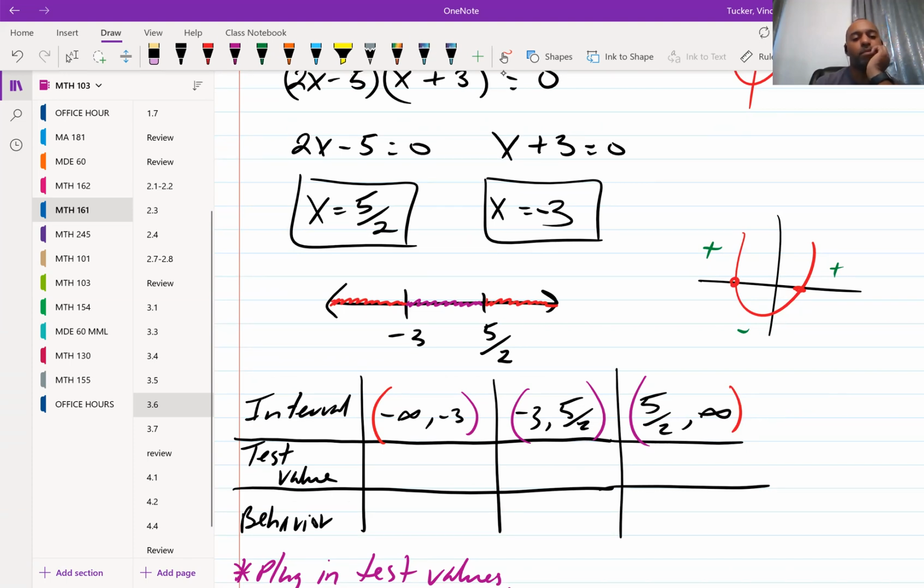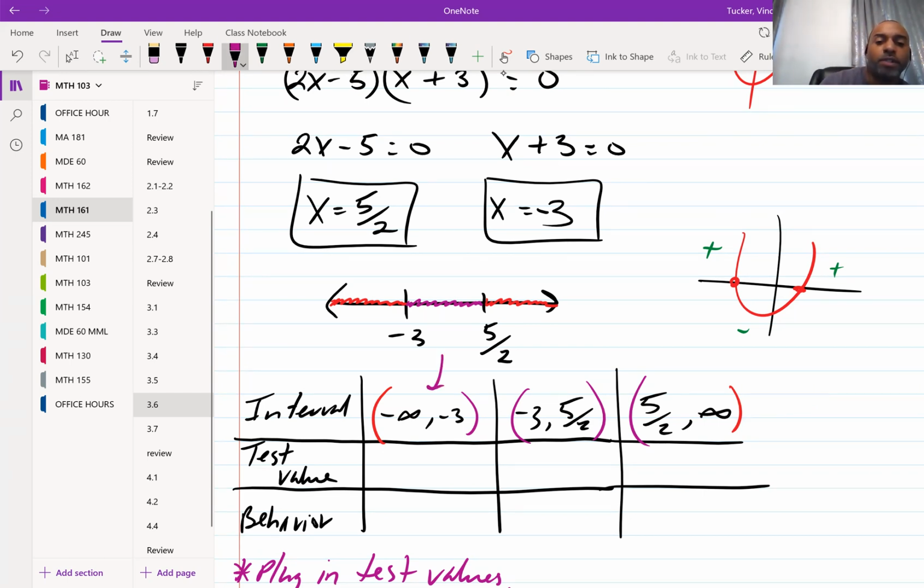All right. Now we need a test value. Remember, we talked about initially that everything from this point, from infinity to this point, will behave a certain way. Everything in this interval will behave the same way, and everything in this interval will behave the same way, whether it's positive or negative. All of those values within that interval will give you the same type of result. So what you need to do is just pick a value in that interval. You don't have to choose anything crazy.